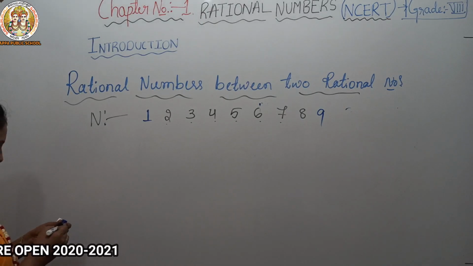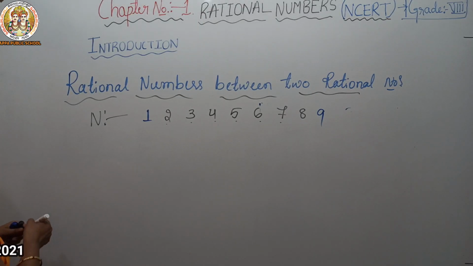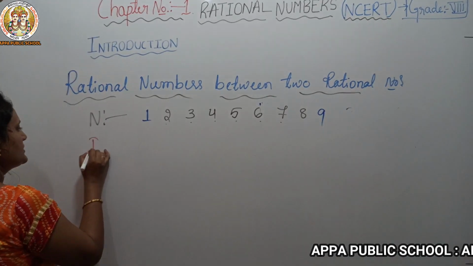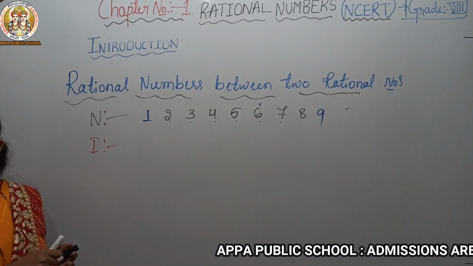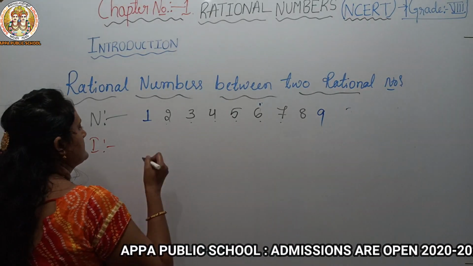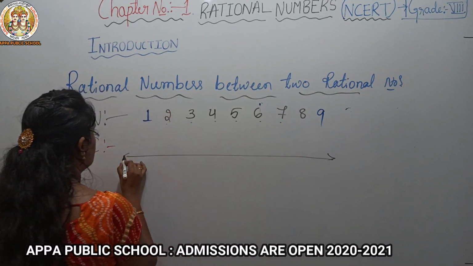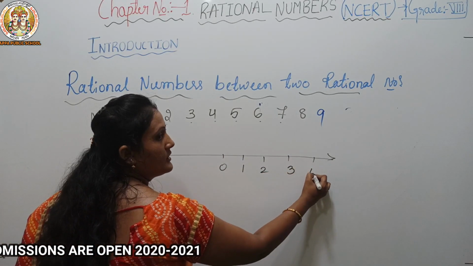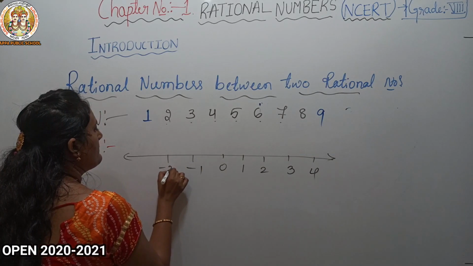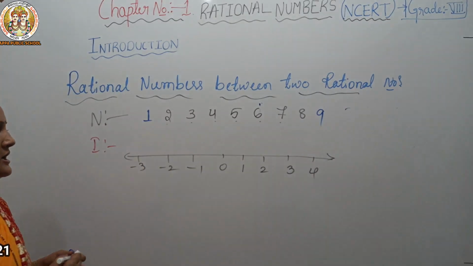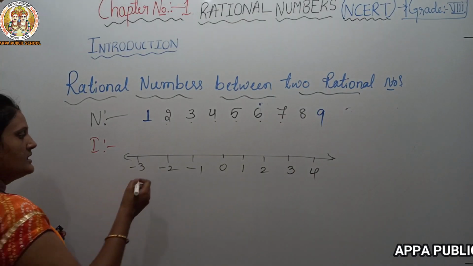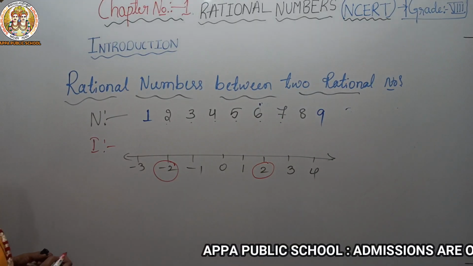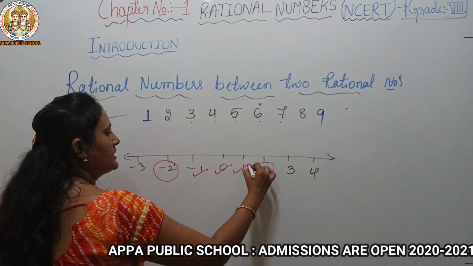If it's a whole number also we can take, but the whole number we already know is 0. Now integers. We check with the integers. That is 0, 1, 2, 3, 4, -1, -2 and -3. Now check between -2 and +2. How many numbers will we get? 1, 2, 3. How many numbers?